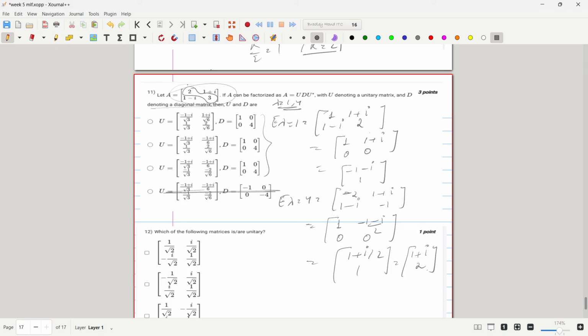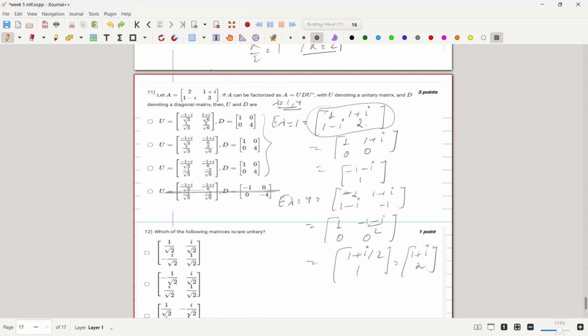Put the value of lambda equal to 1 in the real matrix. Put the value of lambda into the real matrix. Then you will get this matrix. First step is nullify this. Nullify means remove this row from the matrix. So this will be 0 0.